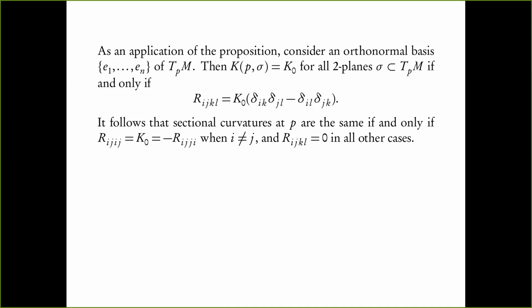So you say that a manifold has constant sectional curvature if and only if you take an orthonormal frame at any point, and then the only non-zero curvature coefficients that should appear are R_ijij, which is K0, and minus R_ijji, with i not equal to j. Everything else is 0. So it's a very neat characterization in my mind. This is simply plugging in when this can be non-zero. So you have Dirac deltas and you can work it out. Any questions?